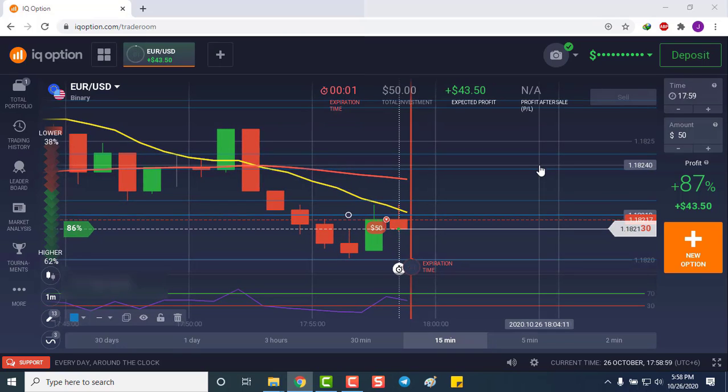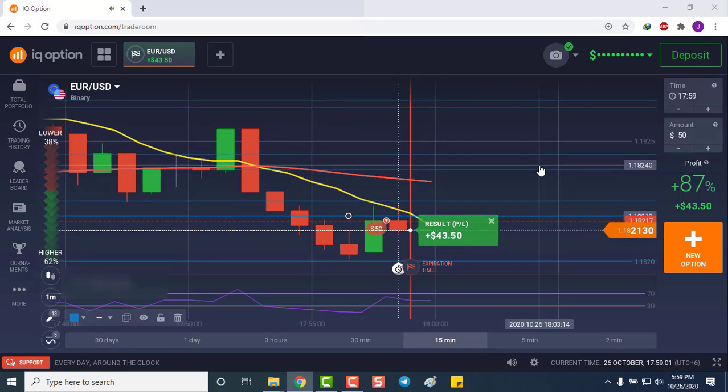Yes guys, straight, and let's look for another good signal. If we find any other good signal, another perfect signal, then we will place our trade here.